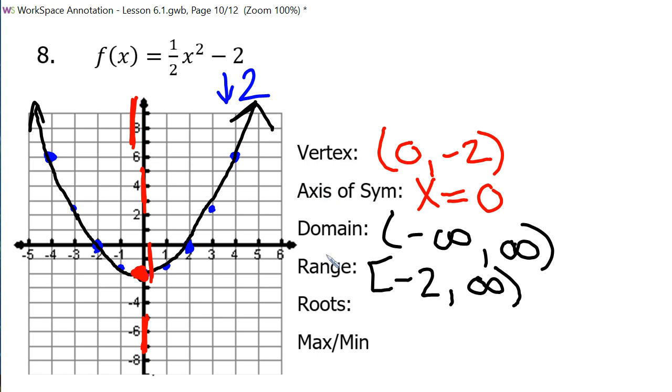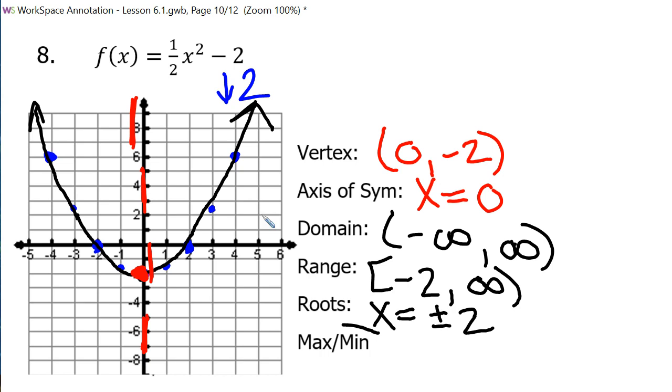And what does the word roots mean? X-intercepts. So where are the x-intercepts? -2 and +2. I'm going to write that as x equals plus or minus 2. Looking at the vertex, is it the highest point or lowest point? So is it the maximum or minimum? Minimum. Okay, that's all for the graphing.